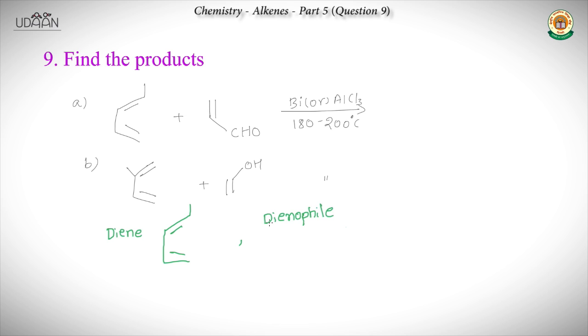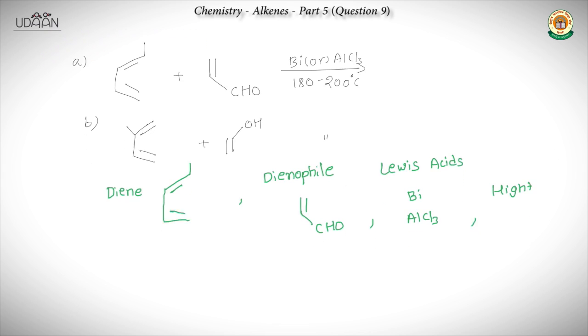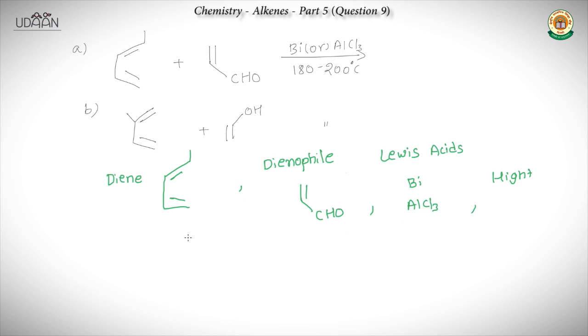As in the first example, you have this one, and you have Lewis acids like AlCl3, and also you have high temperature. All these come under the category of a famous reaction called the Diels-Alder reaction. Now, let's see what this reaction is.